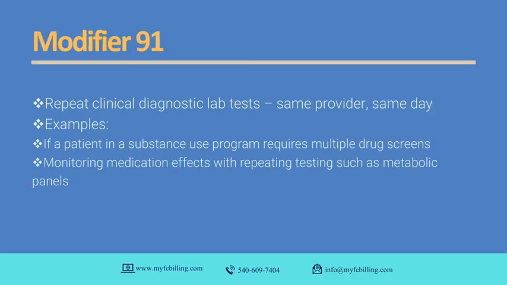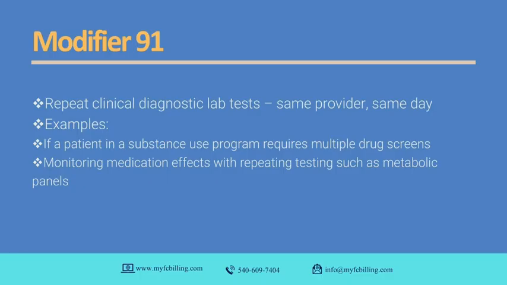Lastly, we have Modifier 91. Modifier 91 is used for repeat clinical diagnostic lab tests performed on the same day for the same condition. Some examples of when to use Modifier 91 in behavioral health. You can use it for drug screening if a patient is in a substance use program and requires multiple drug screens in one day for ongoing monitoring. You would use Modifier 91.